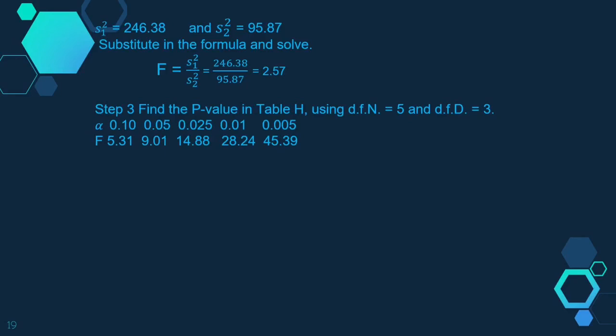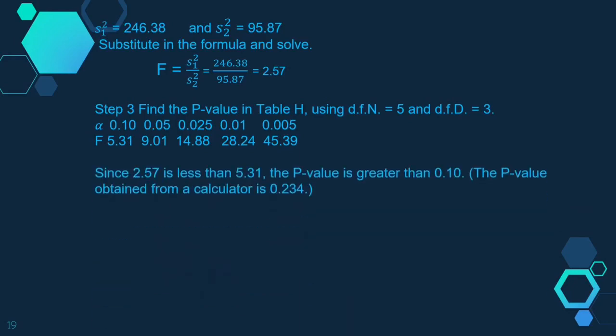Step 3: find the p-value in table H using dfn equal to 5 and dfd equal to 3. When alpha is equal to 0.10, F is 5.31. If alpha is 0.05, F is 9.01. If alpha is 0.025, F is 14.88. If alpha is 0.01, F is 28.24. If alpha is 0.005, F is 45.39. Since 2.57 is less than 5.31, the p-value is greater than 0.10. The p-value obtained from a calculator is 0.234.